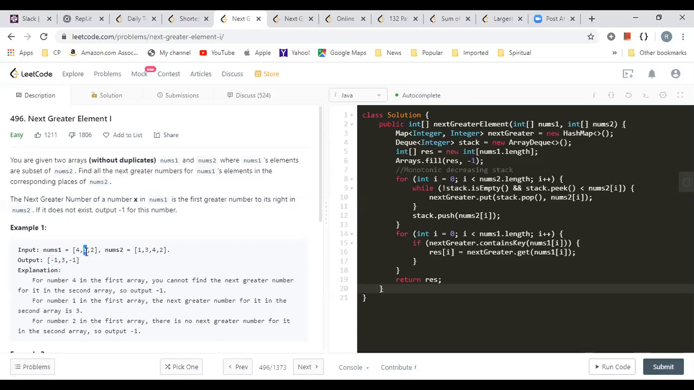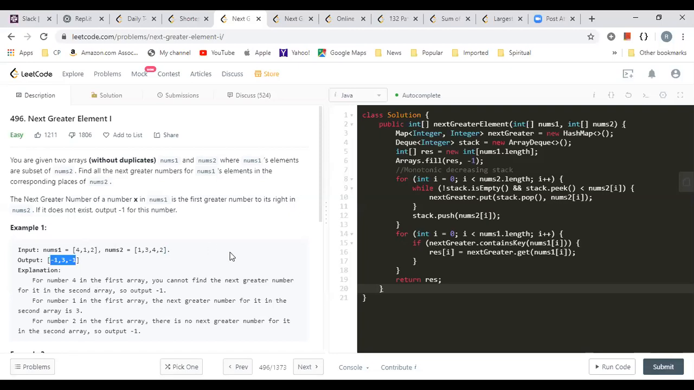For 1, we will look at num2. We'll find 1 here. And what is the number which is greater than 1? It's 3, the immediate one, so that's the value 3 here. Same with 2. We'll first look into this array num2. What is greater than 2? Next means towards the right, and there's nothing, so it's -1.